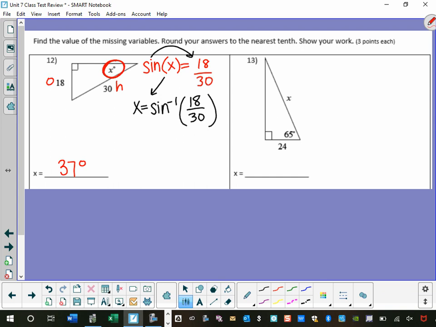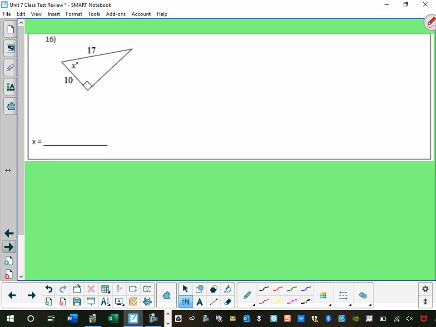Alright, let's get to number 16 for a second, because that was very similar. Here's my angle. I need to label 10 and 17. Does 10 get opposite or adjacent? Adjacent, that side is touching that angle. And 17 is going to be hypotenuse. Which trig function do we use for AH?